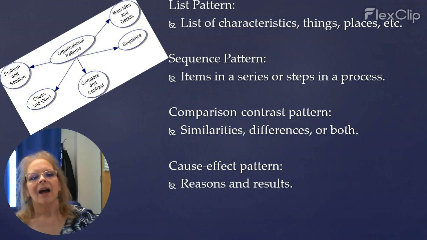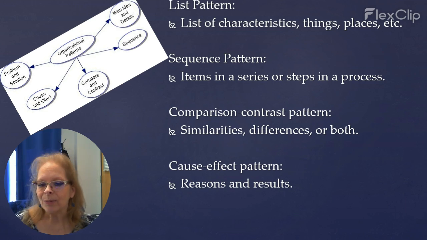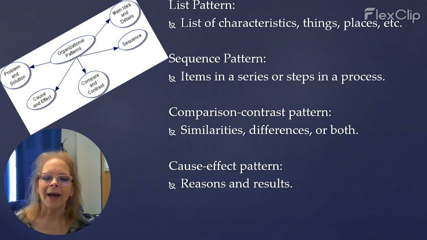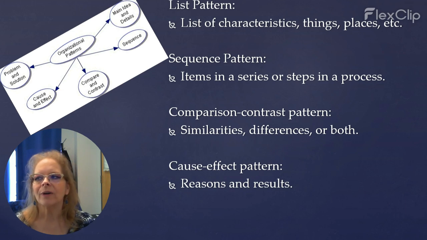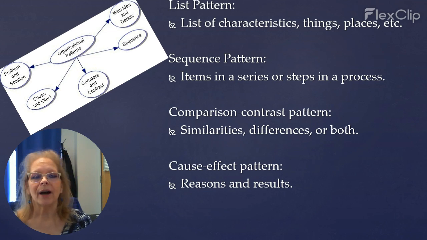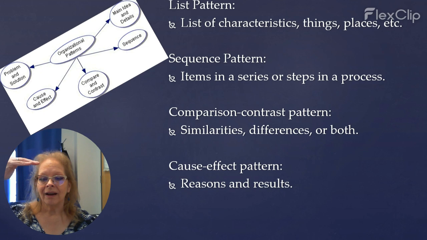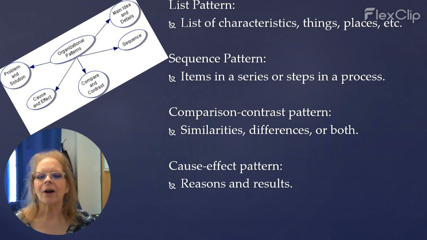This is just different organizational patterns to help you understand how to locate your supporting details. A list pattern would be a list of characteristics, things, places, etc. So, for example, if I was talking about the Tulsa State Fair, I could talk about the rides, and then the different foods, and then maybe the displays in the buildings, things like that. So that would be kind of a list of all the things that you could encounter there. And so that would help you figure out what those supporting details are.